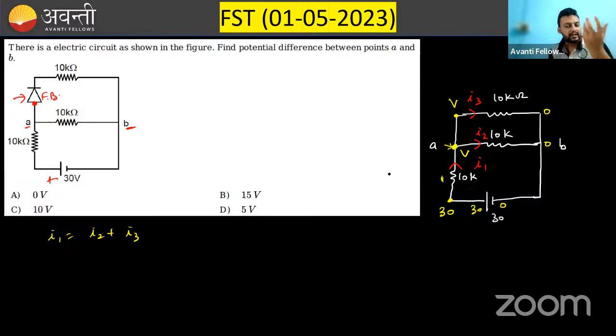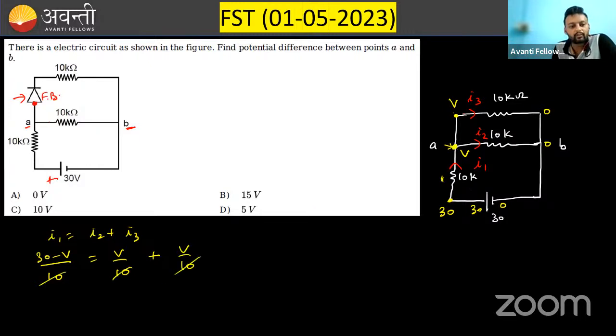Current is delta V over R. Delta V is 30 minus V. So 30 minus V divided by 10 kilo ohm is equals to I2, which is in this resistor, that is V minus 0, that means V by 10, plus I3, which is again V minus 0, that is V by 10. The 10 kilo ohm can be cancelled. So you can see 30 minus V is equals to 2V. This is 3V equals to 30. So V is going to be 10 volt.